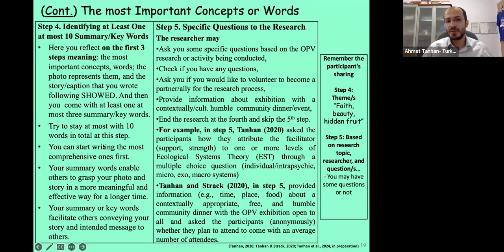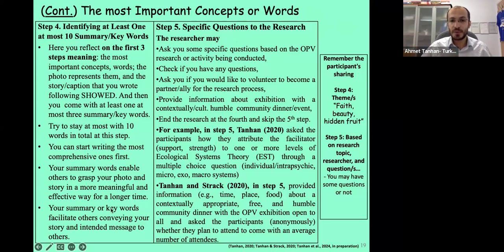Here, they write at least 10 words, at most 10 words to summarize, but it's up to you as a researcher. You can say at most 15 words or at least 10 characters, 10 letters. It's up to you. If you read the OPV studies, different researchers ask for different numbers of words for their studies. So here, there is a step 5.